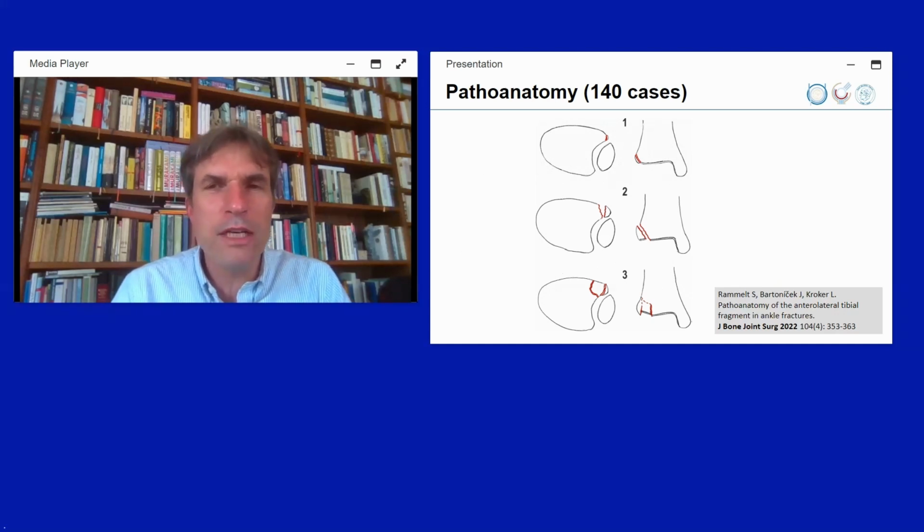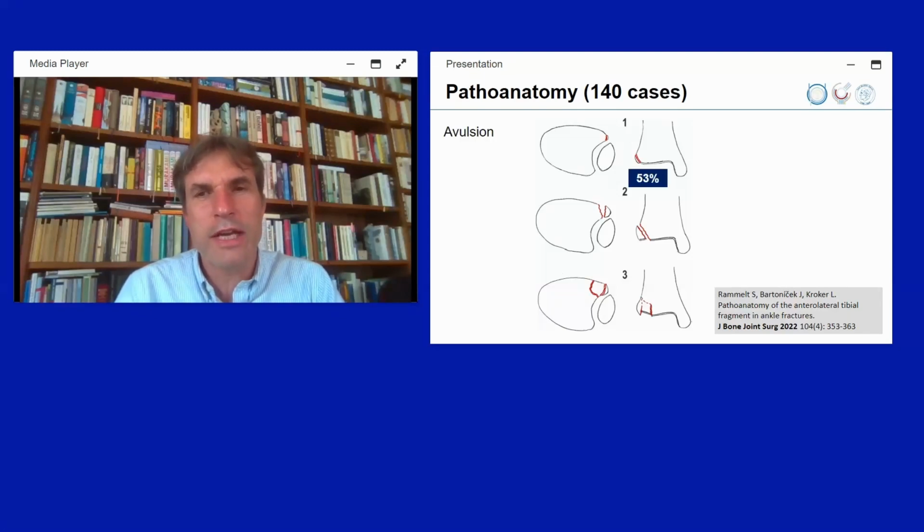So when we looked up 140 cases that we had CT scans of with anterior malleolar fractures, we saw by far the most cases were avulsion fractures. And probably this is still an underestimate, because a lot of these injuries, if you don't CT them, may get overlooked because they are small fragments. There's overlap between the tibia and the fibula, particularly in the AP radiograph, and you probably don't see all of them. Second was an intra-articular fracture that went both through the incisura and through the joint. So they are intra-articular fractures.